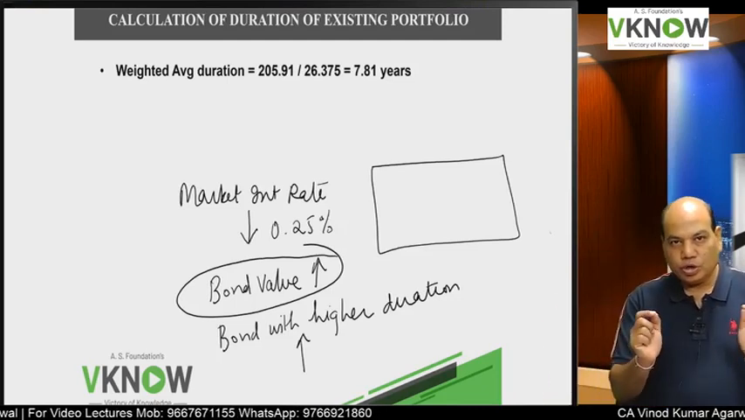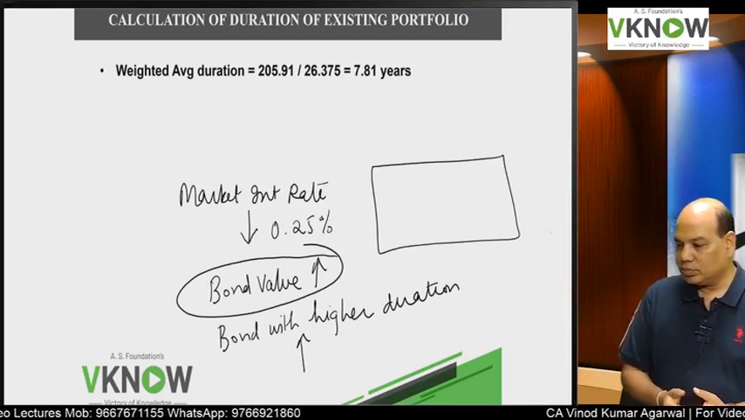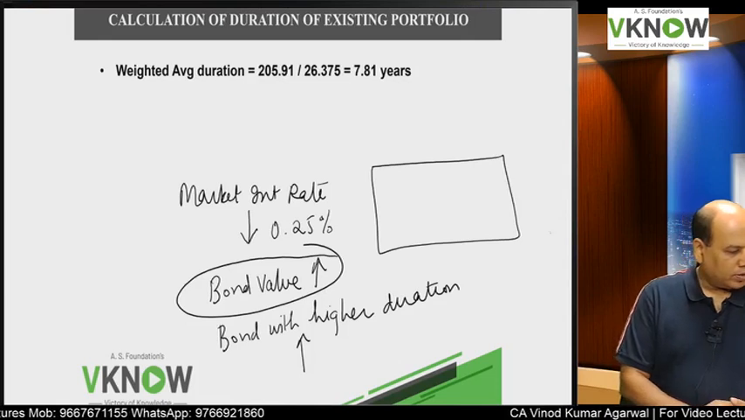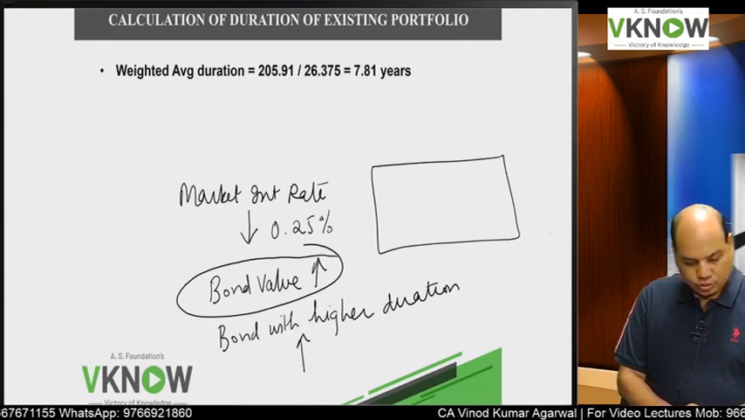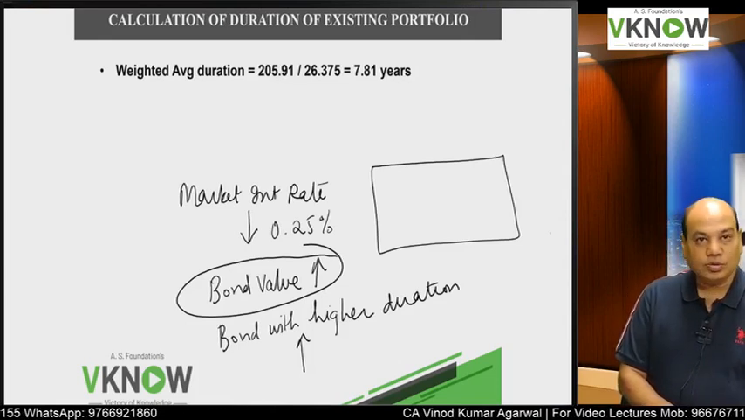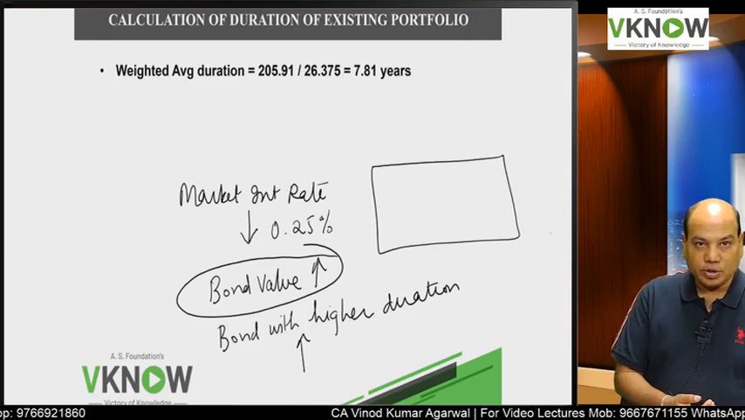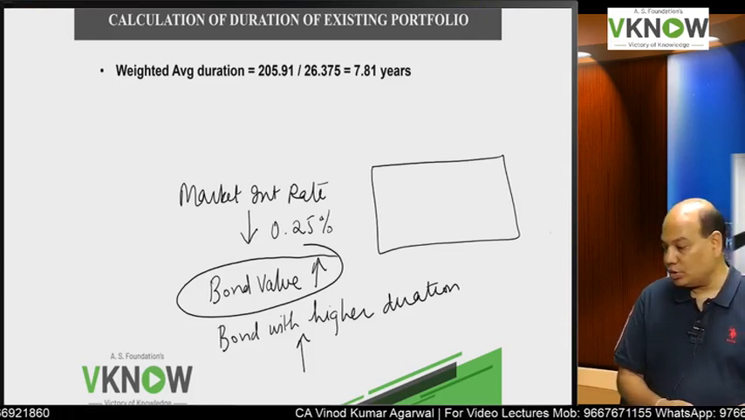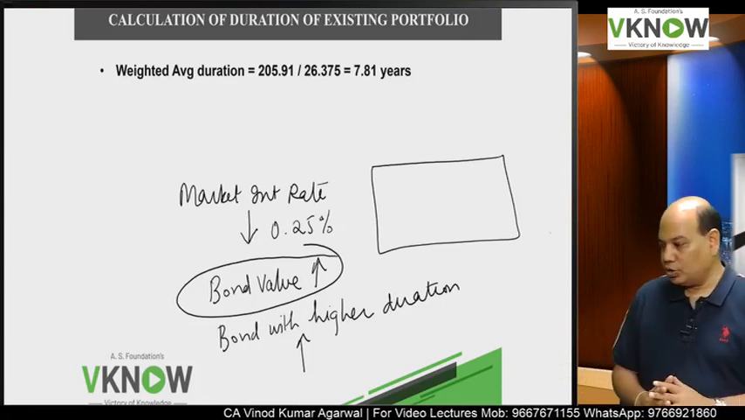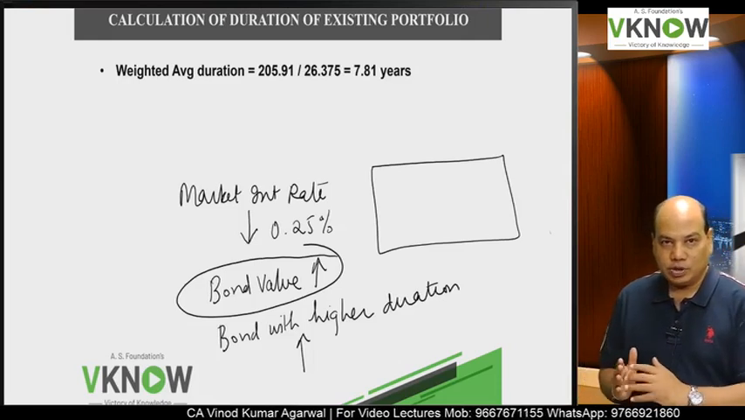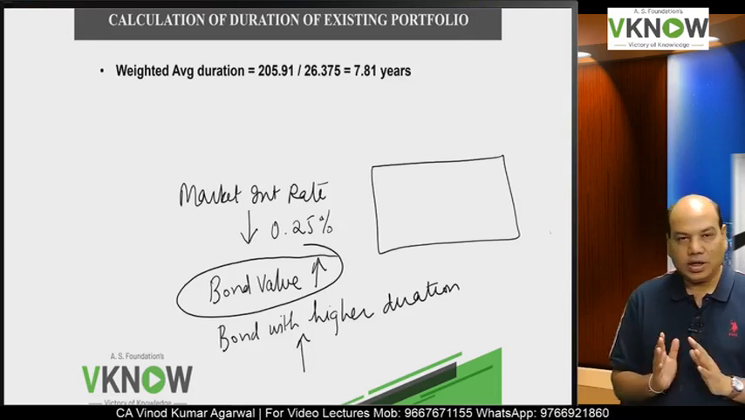Tell me which bond you will buy and which bond you will sell. Please reply. Should you buy 2006 bond and sell 2032 bond, or should you sell 2006 bond and buy 2032 bond? You have to increase the duration of the portfolio.